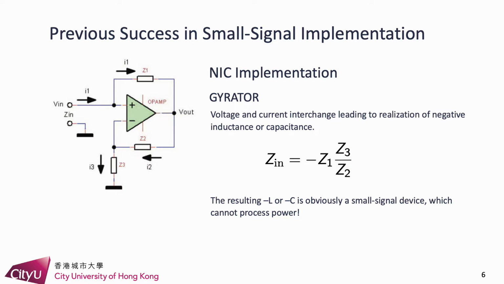For small signal applications, the gyrator implementation has been well understood and applied. In the example here, we have a gyrator implementing a negative impedance converter, which converts a capacitor to negative capacitor. Likewise, a negative inductor can be designed using gyrator circuits. However, such implementation of negative inductance or capacitance is only suitable for small signal application.